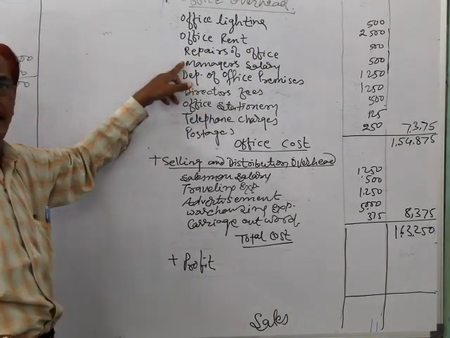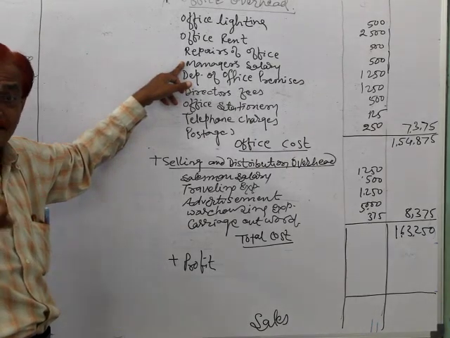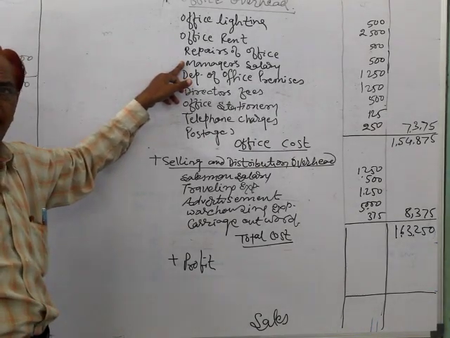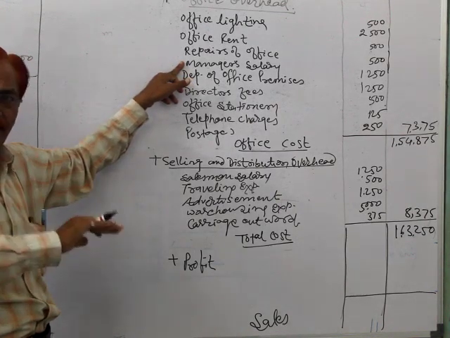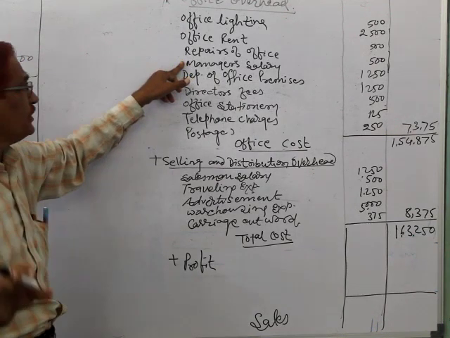Now the manager salary. Suppose here is the word factory manager salary, then it will come into factory overhead. Here is a simple manager or a general manager or a simple salary. It is a part of office.